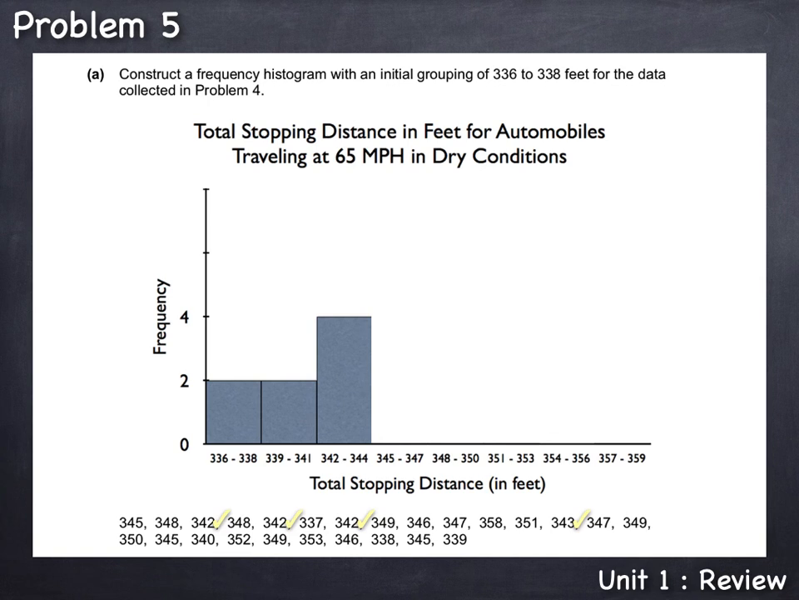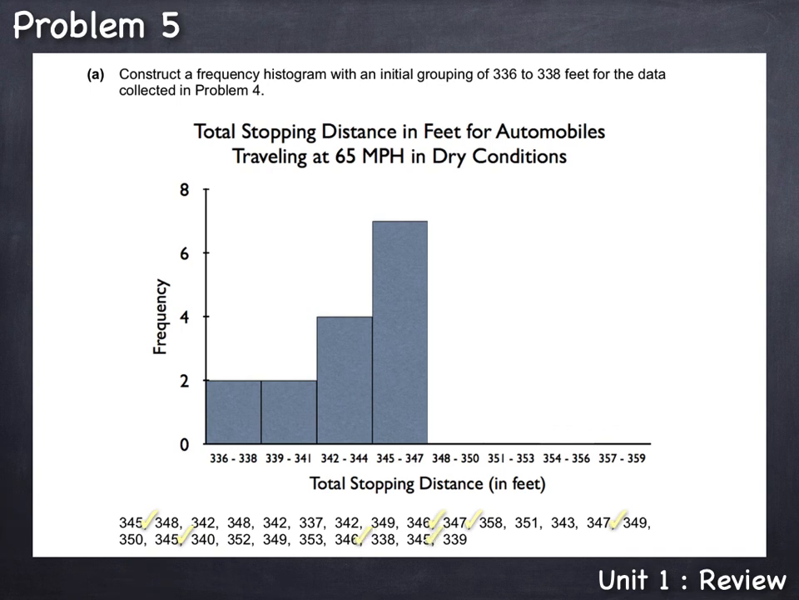Next, we go through the data and count all the vehicles that took a total of 345 to 347 feet to come to a stop. When we do this, we count a frequency of 1, 2, 3, 4, 5, 6, 7. So we need to draw a bar to a height of 7. Now continuing our scale, which is on the frequency, which is counting by 2s, we have 0, 2, 4, 6, and 8. Since this group has a frequency of 7, we draw the bar to a height that's right between the 6 and the 8, which corresponds to 7.